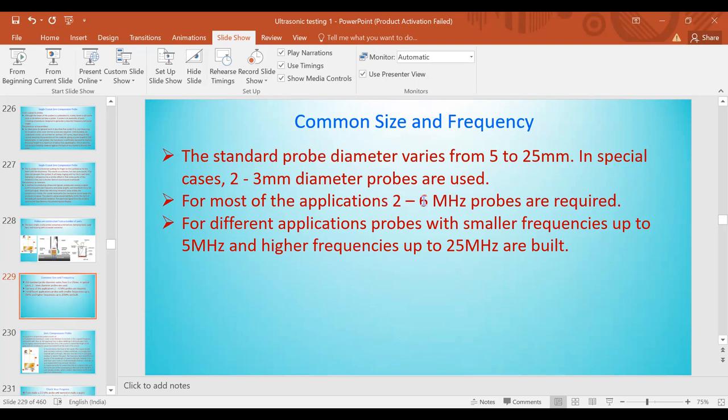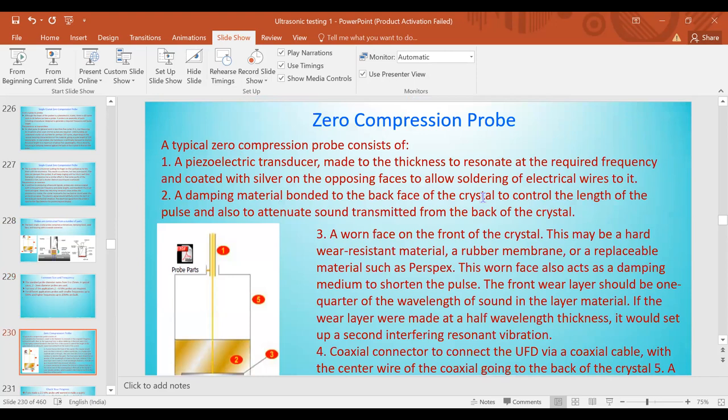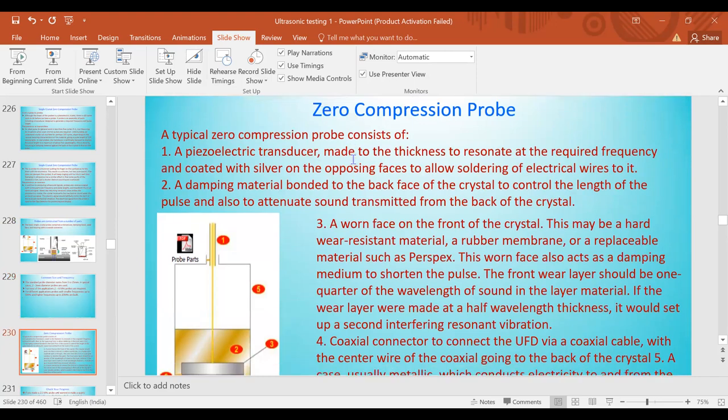In most applications, 2 to 6 MHz probes are required. For different applications, probes with smaller frequencies up to 5 MHz and higher frequencies only for immersion, we can go up to 25 MHz. Immersion or automatic or zero compression probe.